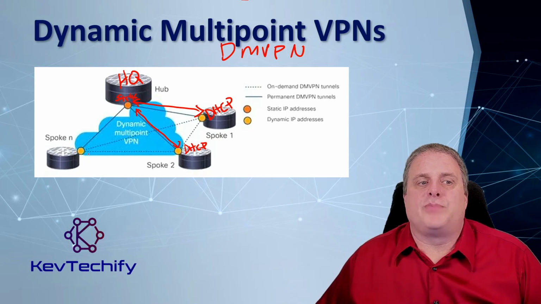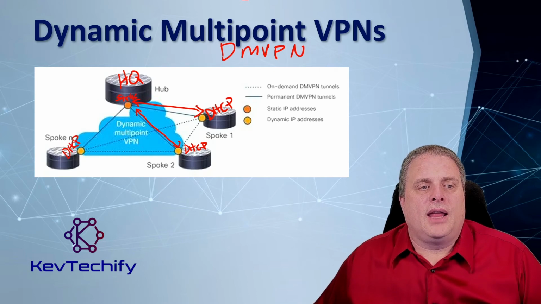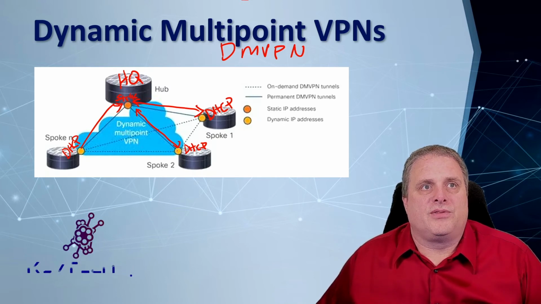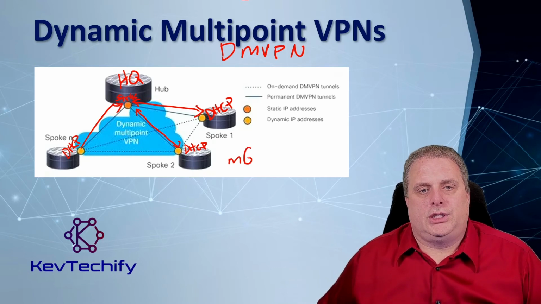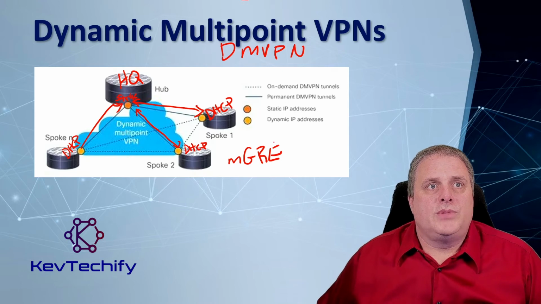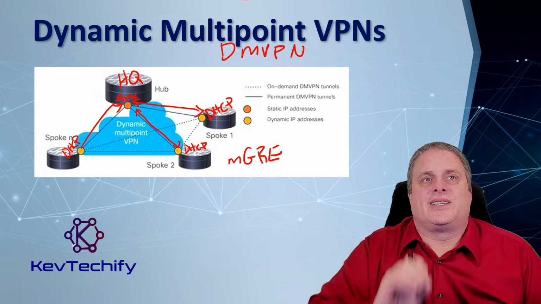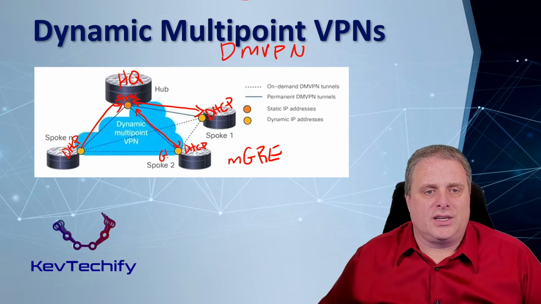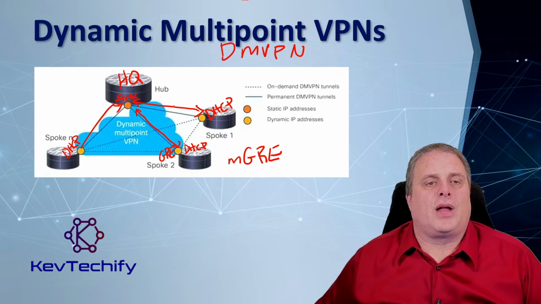And what does it take to spin one up? You get your spoke a DHCP address, and then you point it to this static address, and you are now connected. Now, each site, each one of these spokes is configured using mGRE. What mGRE, the multi-point generic routing encapsulation, does is allow a single GRE interface to dynamically support multiple IPsec tunnels.